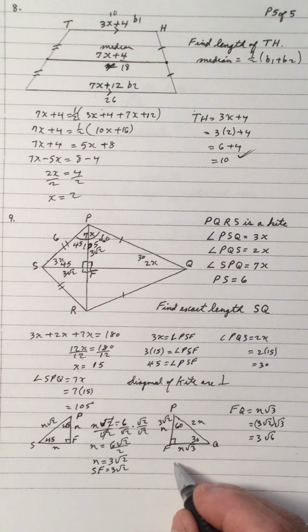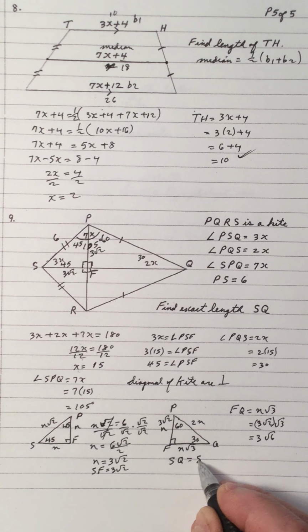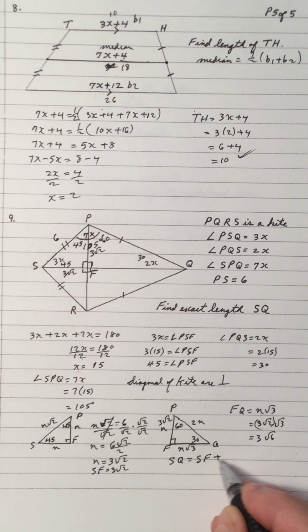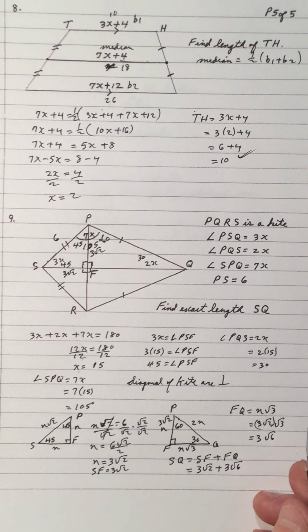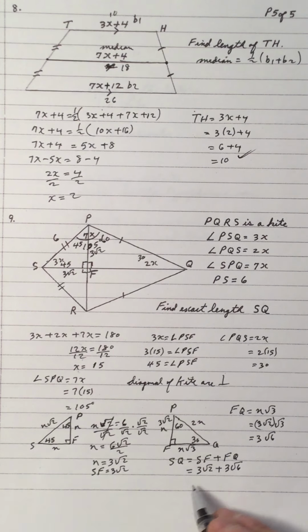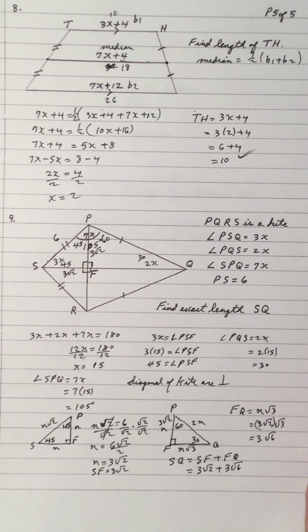That means that SQ is equal to SF plus FQ. FS is 3 root 2. FQ is 3 root 6. So we have the length of SQ as an exact value. You cannot add these roots together because they're not like radicals.